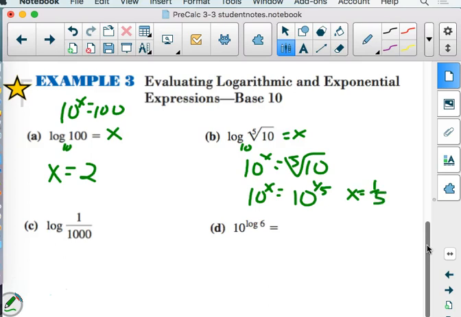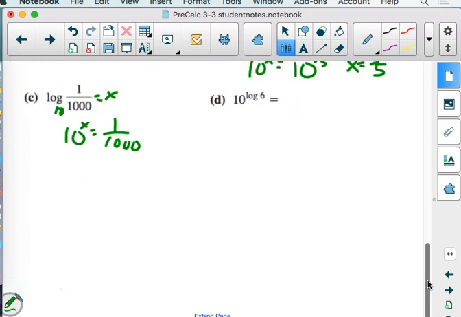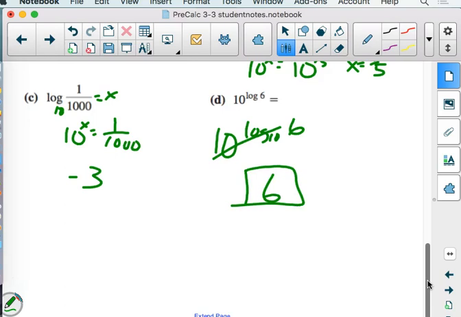So sometimes writing a couple of extra little steps down makes it click. Ooh, C looks tough. All right, let's see what we can do with that one. Base 10 equals x. So 10 to the x equals 1/1000. What did they do with that power to get us a fraction? They have a negative. What power do you raise 10 to get 1,000? There it is. D. Trick question. What is it? 6. There it is. So looking for those inverses.